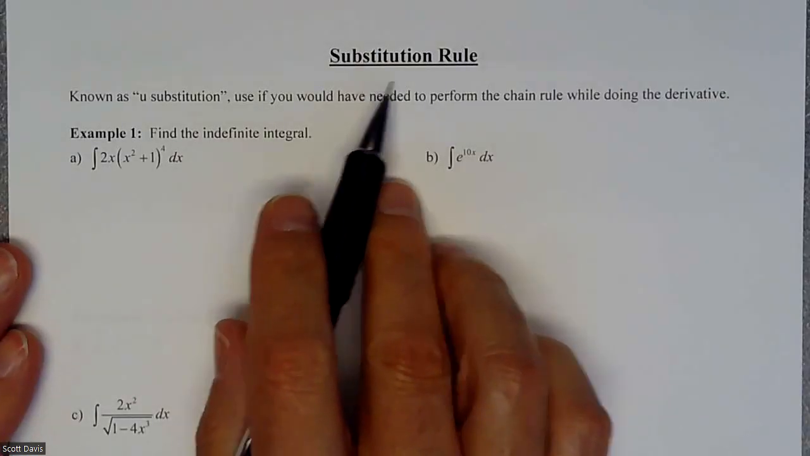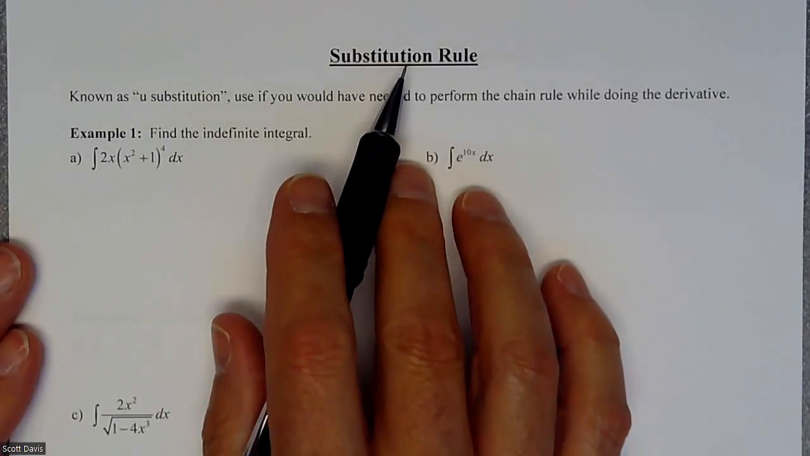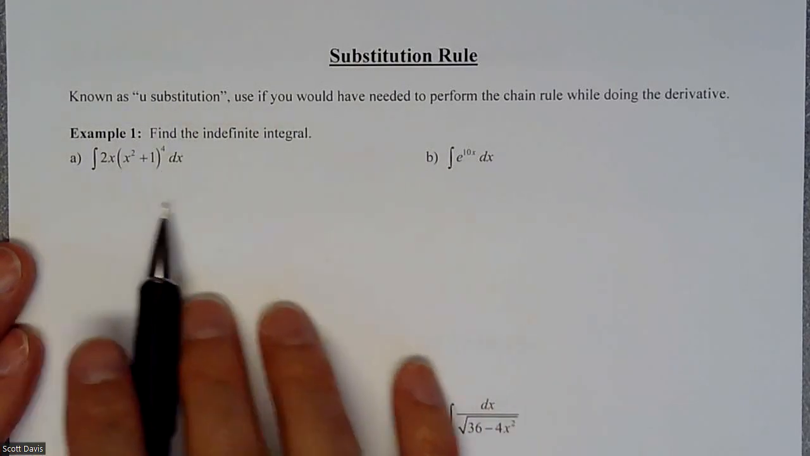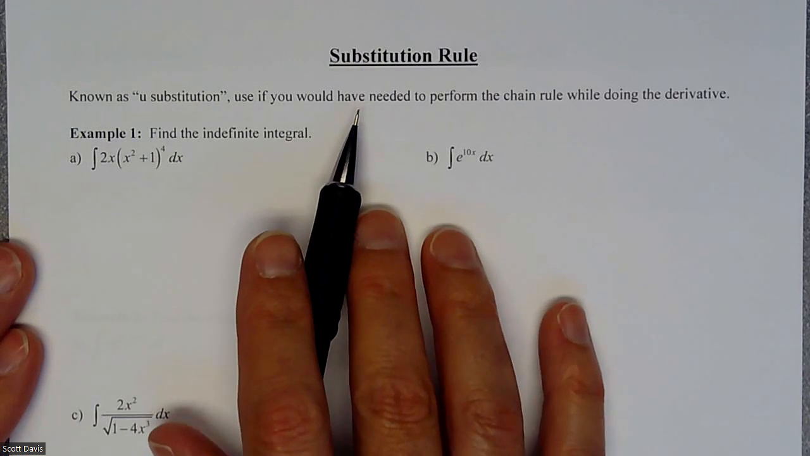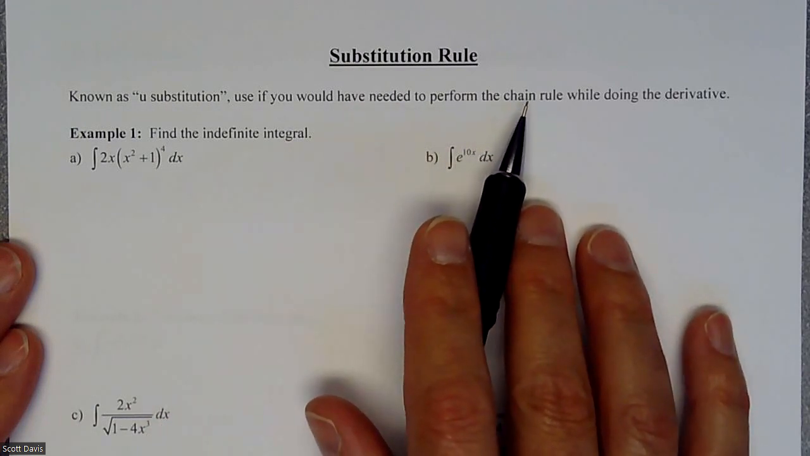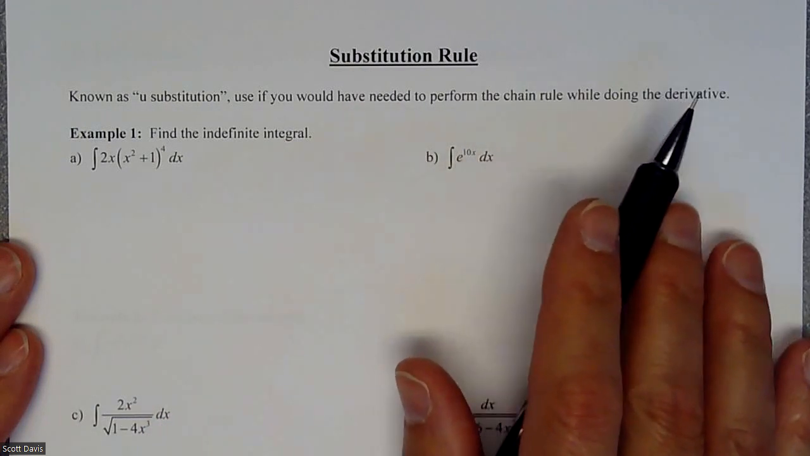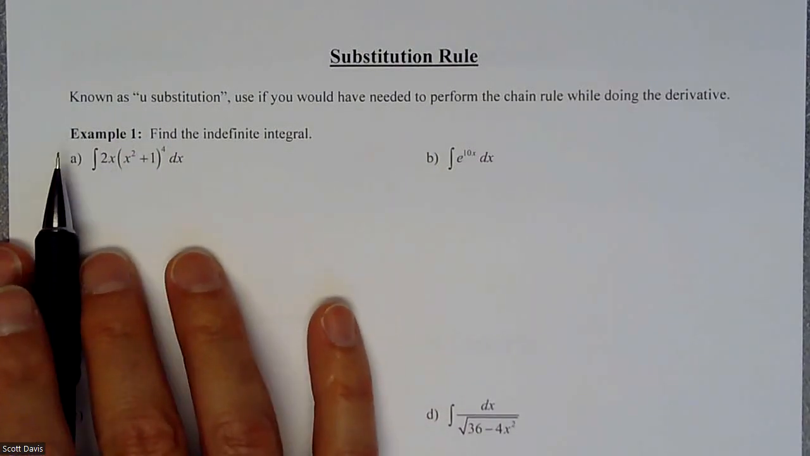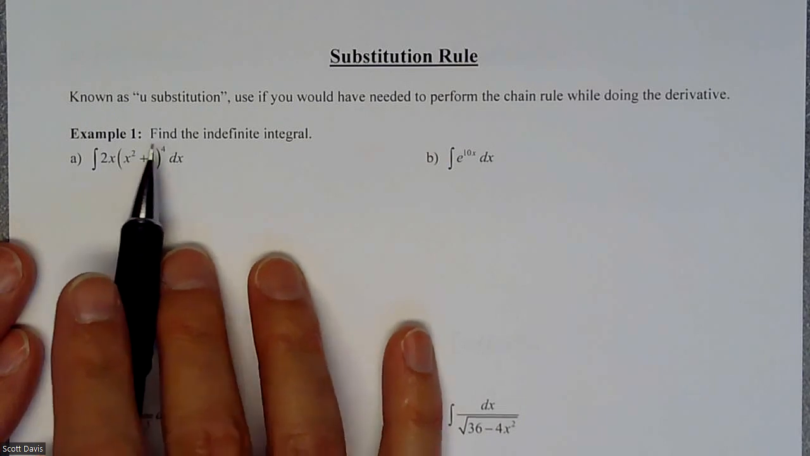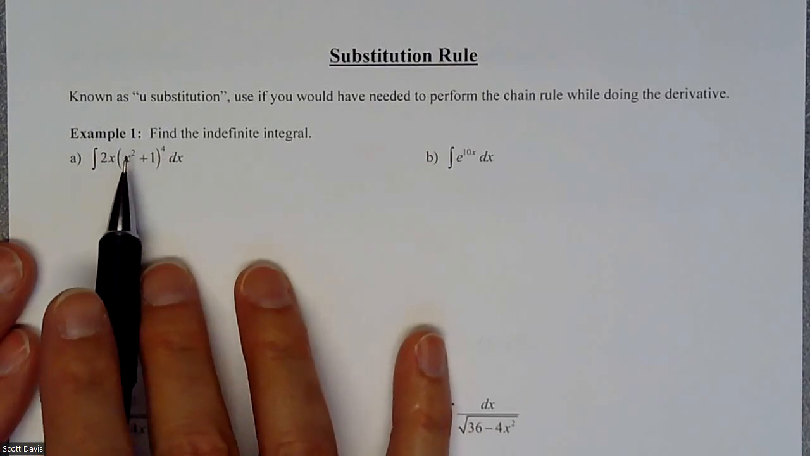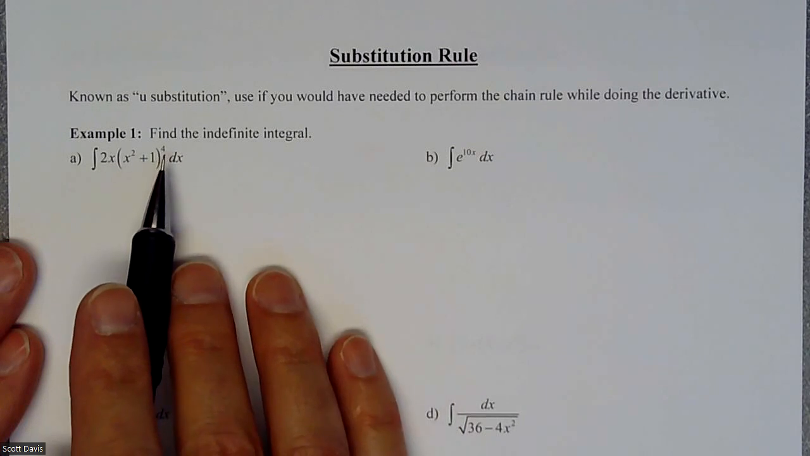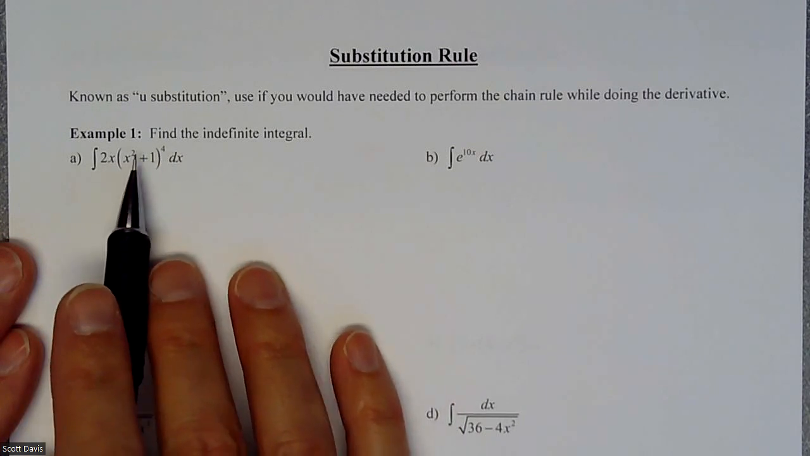In this lesson, we are going to introduce the idea of a substitution rule, better known as a U substitution. This form of integration is going to be needed if you would have had to use a chain rule while you were doing the derivative. Remember that these are derivatives, and we are going to undo them to find out what their original functions were. Having this quantity inside raised to a power, if we would have done the derivative, would have had a chain rule associated with it.